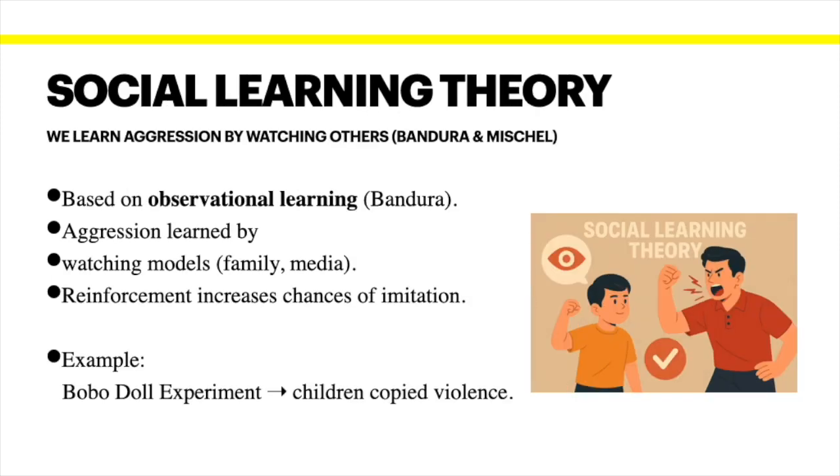Social learning theory. Aggression isn't just natural, it can also be learned. If a child sees adults yelling and fighting at home or watches violent cartoons, they may copy that behavior. Bandura's famous Bobo doll experiment showed kids imitating aggressive acts they saw. So, we observe, imitate, and learn aggression from our surroundings, especially if we see the aggressive person being rewarded.